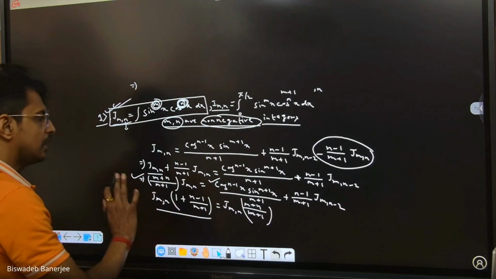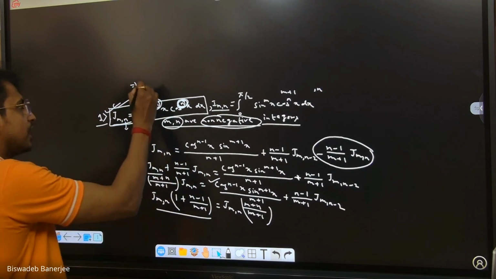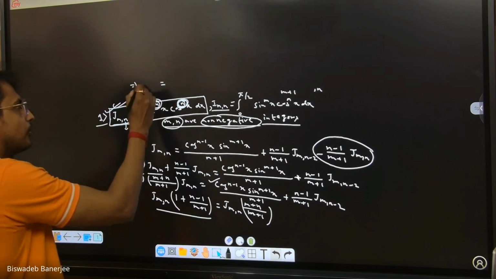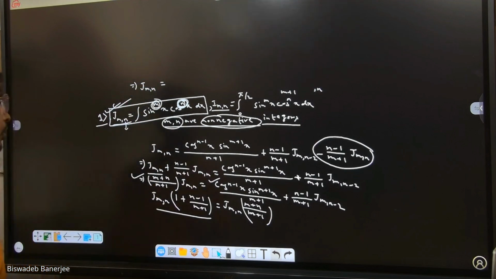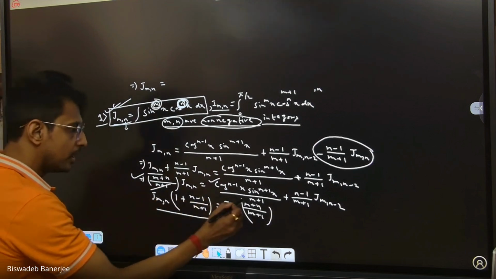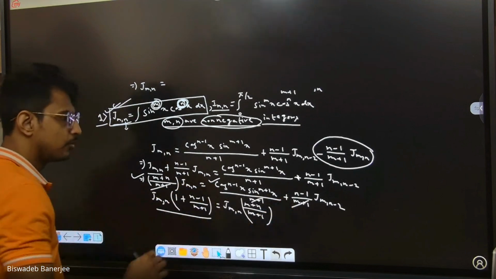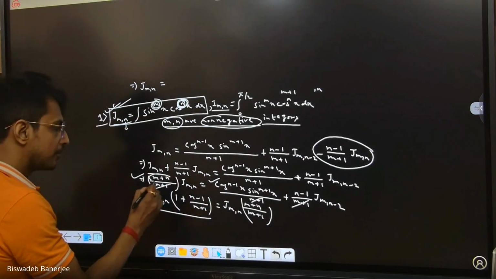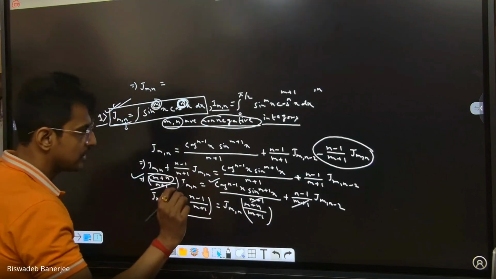Now see that here, we can find out the value of Jmn. So what does my value of Jmn become? Just see that my m plus 1 is cancelled from both the sides. So my formula of Jmn becomes what? Just divide with m plus n.